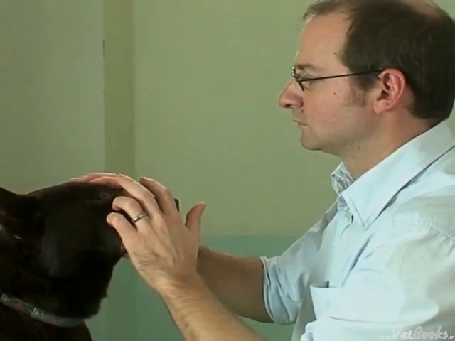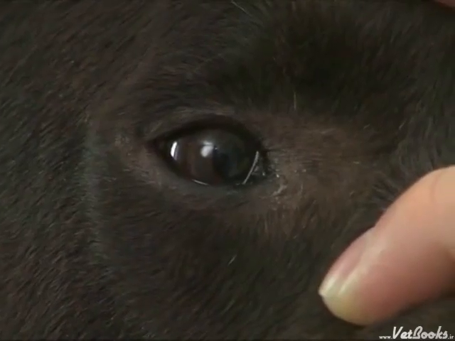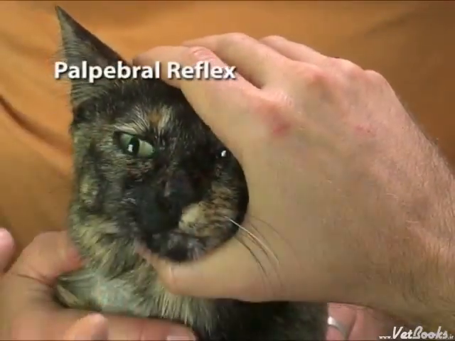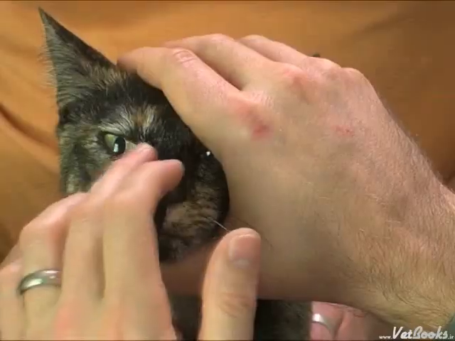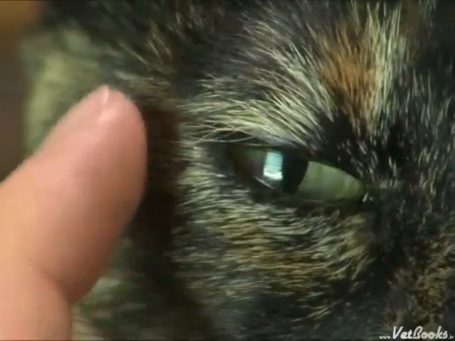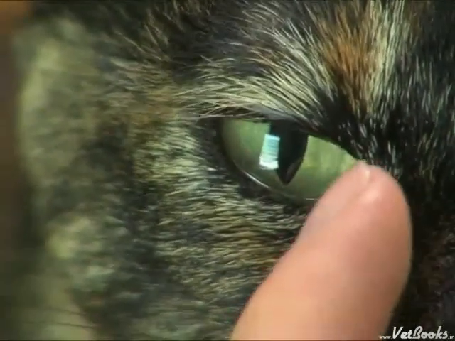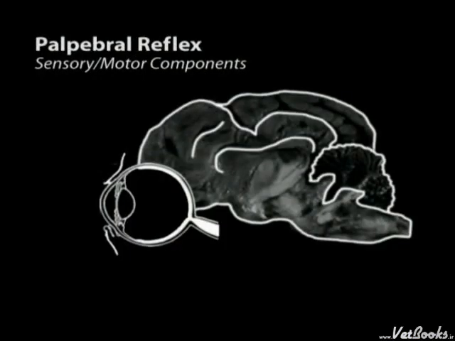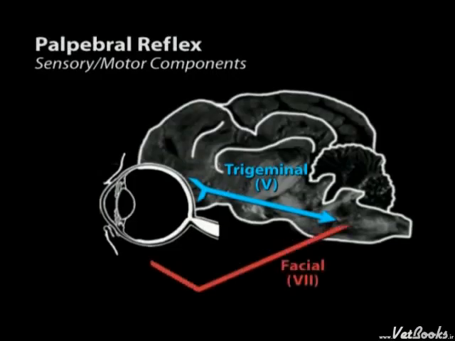The ocular touch reflexes are used to assess the innervation of the eyelids and the globes. The palpebral reflex is tested by touching the skin of the eyelids. The normal response is a blink. The afferent arm of the palpebral reflex is cranial nerve 5, the trigeminal nerve. The efferent arm is cranial nerve 7, the facial nerve. This supplies the orbicularis oculi muscle, which is responsible for eyelid closure.